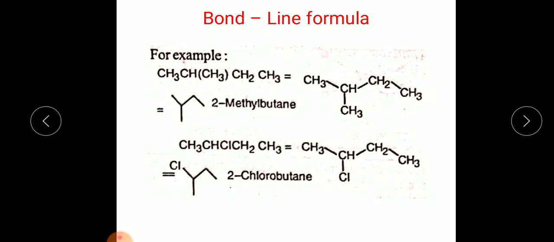Similarly, another example we have is CH3, CH, Cl, CH2, CH3. So first we'll write down the structure like this. CH3, then we have CH, then to this Cl will attach, then CH2, then CH3. Fine. Now in this, as we say, CH3 methyl can be written by a line. So this is CH3, this is chlorine over here, this is CH, then CH2, then CH3. Okay, this is the bond line formula.